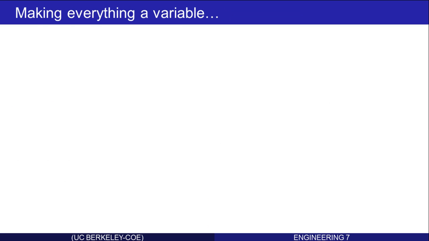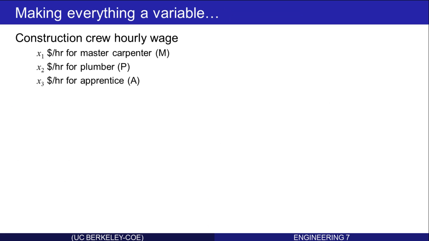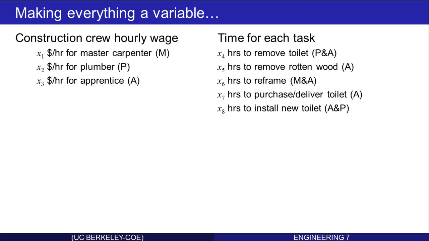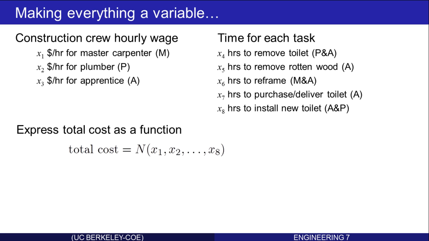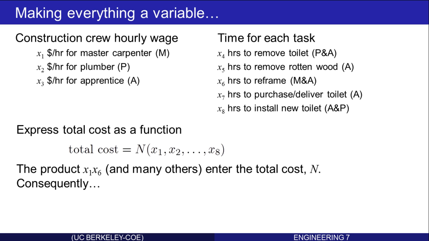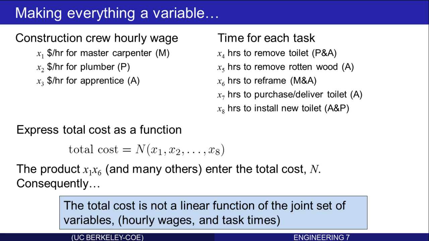Finally, let's make everything a variable. X1 through X3 for the hourly wages, and X4 through X8 for the time for each task. Then express the total cost as a function of these 8 variables. The various products enter the total cost. For instance, X1 times X6. Notice the master carpenter's wage is X1, and the master carpenter is involved in the task of reframing. Consequently, the total cost is not a linear function of the joint set of these 8 variables. You'll write that out in the quiz as well.